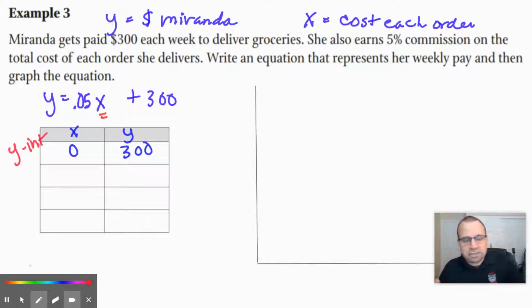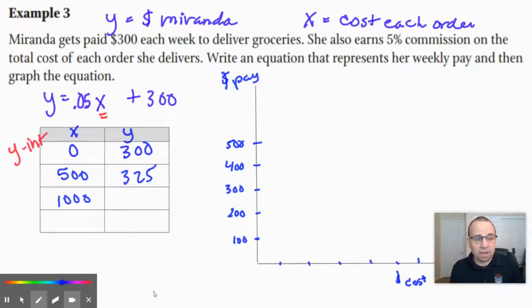Again, I always like to start with the y-intercept, but you're going to notice that not a lot's going to be happening here in the very beginning. If you start going up by $1, if she gets an order that costs $1, 5% of $1 is not a lot. Your pay is not going to be increasing. So we should probably go up by $100 per cost of each order. And let's see how that graph works out.